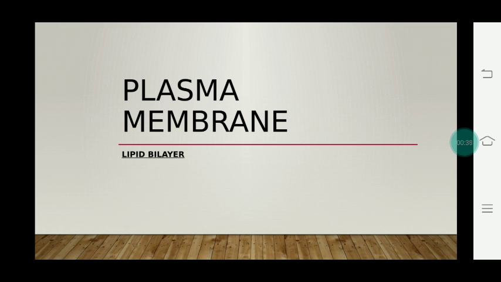which is called the fluid mosaic model, proposed by Singer and Nicolson in 1972. They showed the fluid mosaic model of the plasma membrane, which is a dynamic fluid structure of the external boundary of the cell. So we are going to learn about the plasma membrane's lipid bilayer.